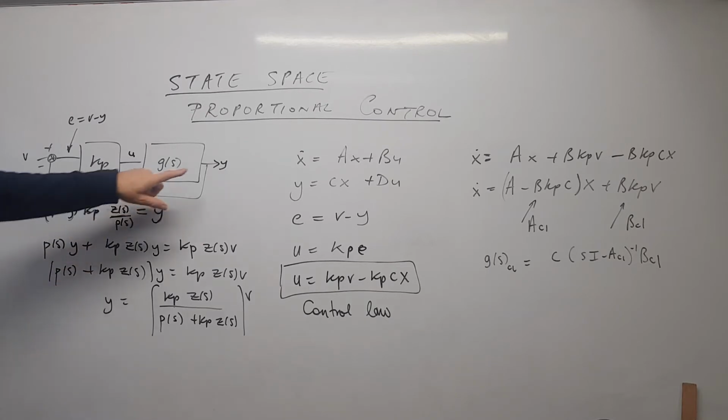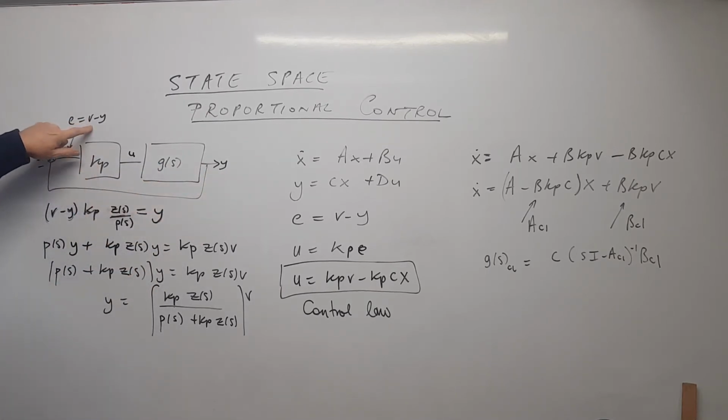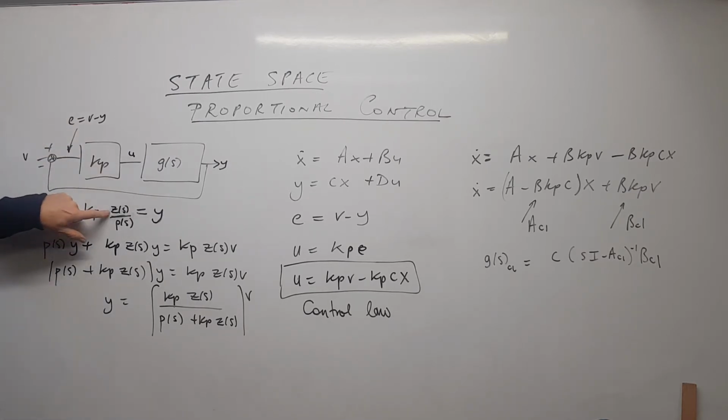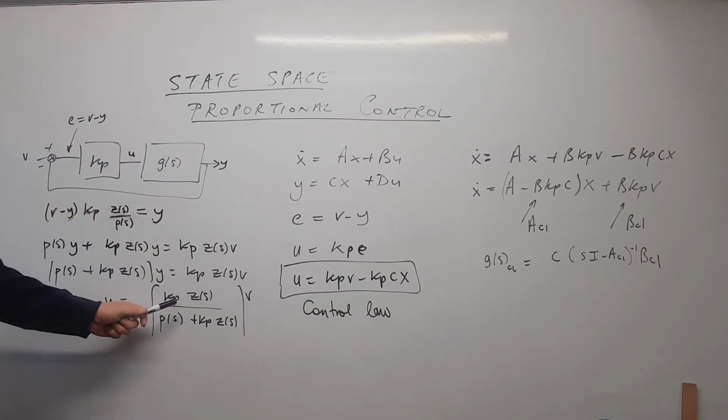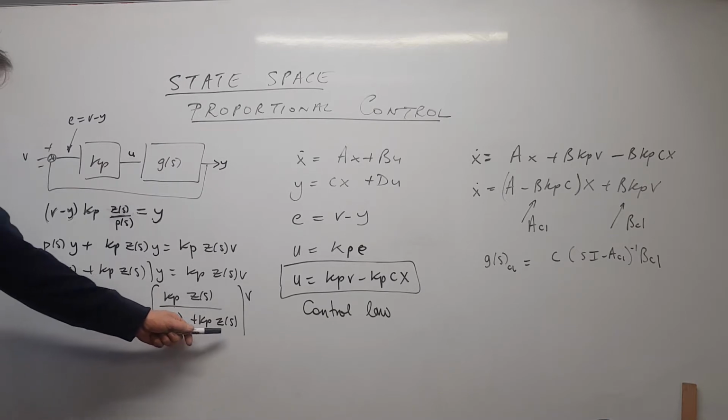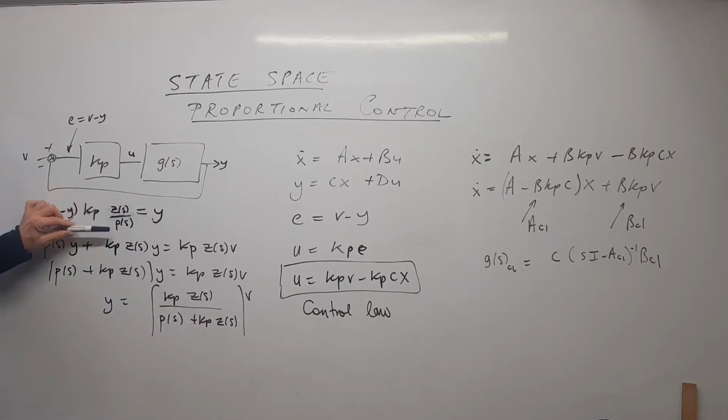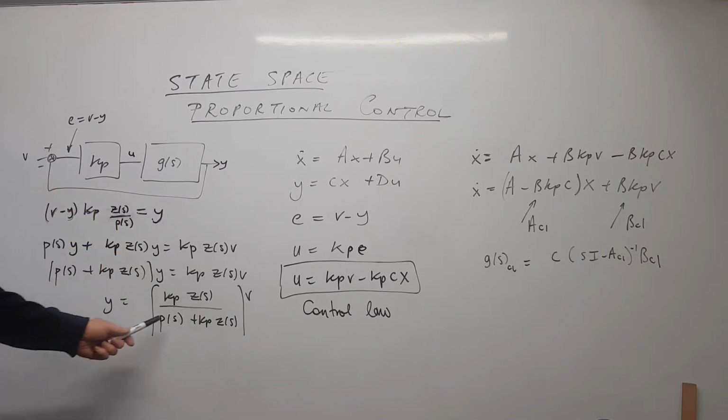So we could say that Y is the transfer function times KP times the error. So it's V minus Y times KP times the transfer function equals Y. We can rearrange this now into our standard form, and we get Y is KP Z(s) over P(s) plus KP Z(s). So you can see there's quite a bit of analysis to do here. Some of it is non-trivial because it involves polynomial mathematics.